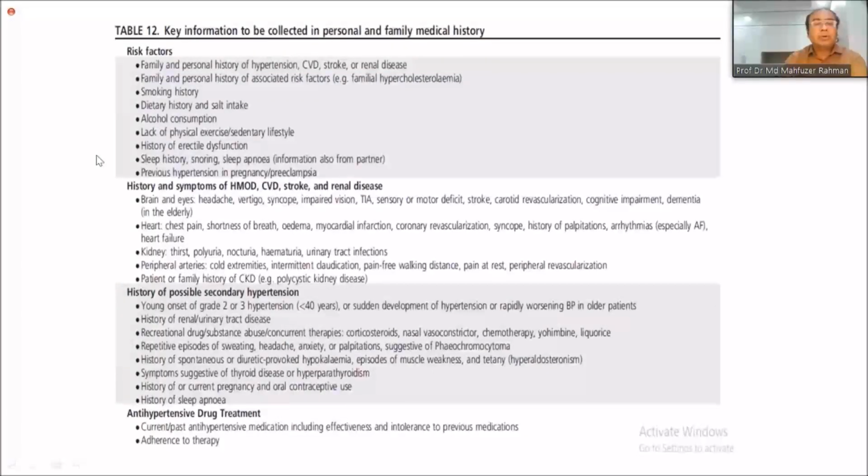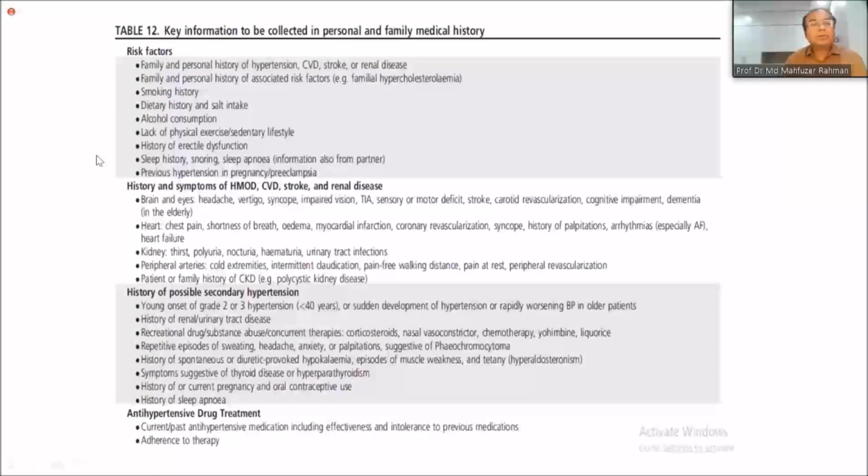History of renal or urinary tract disease, recreational drug or substance abuse, concurrent therapies like corticosteroid, nasal vasoconstrictor, chemotherapy, history of spontaneous or diuretic-provoked hypokalemia, episodes of muscle weakness and tetany, hyperaldosteronism, symptoms of thyroid disease or hyperparathyroidism, history of or current pregnancy and oral contraceptive use, history of sleep apnea.